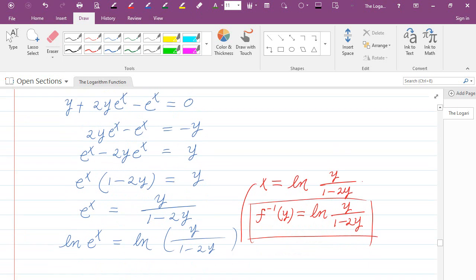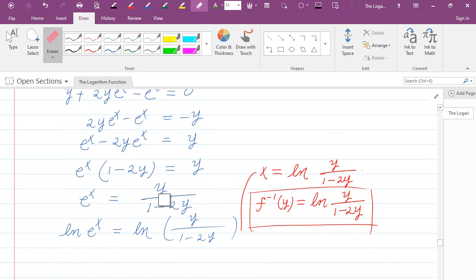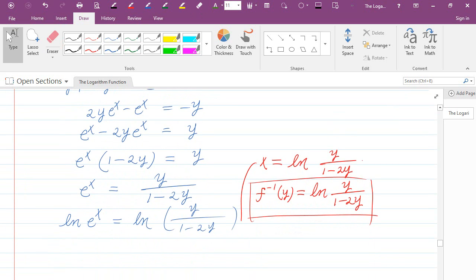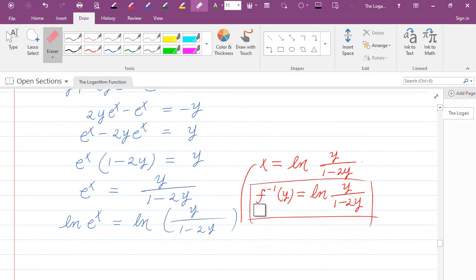Now e to the x is equal to y over 1 minus 2y, and so now I apply the ln function, so ln of e to the x would be ln of y over 1 minus 2y, and so therefore ln of e to the x is just x, so I get x is equal to ln of y over 1 minus 2y, and so then finally f inverse of y would be ln of y over 1 minus 2y.